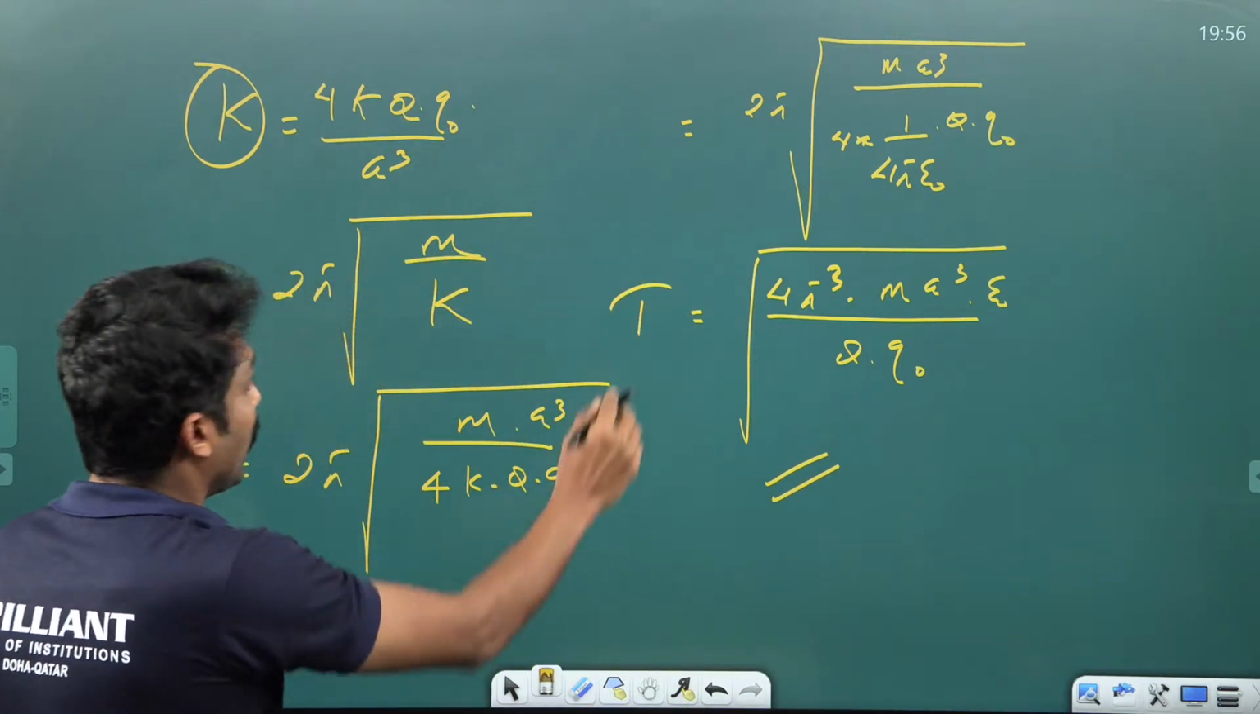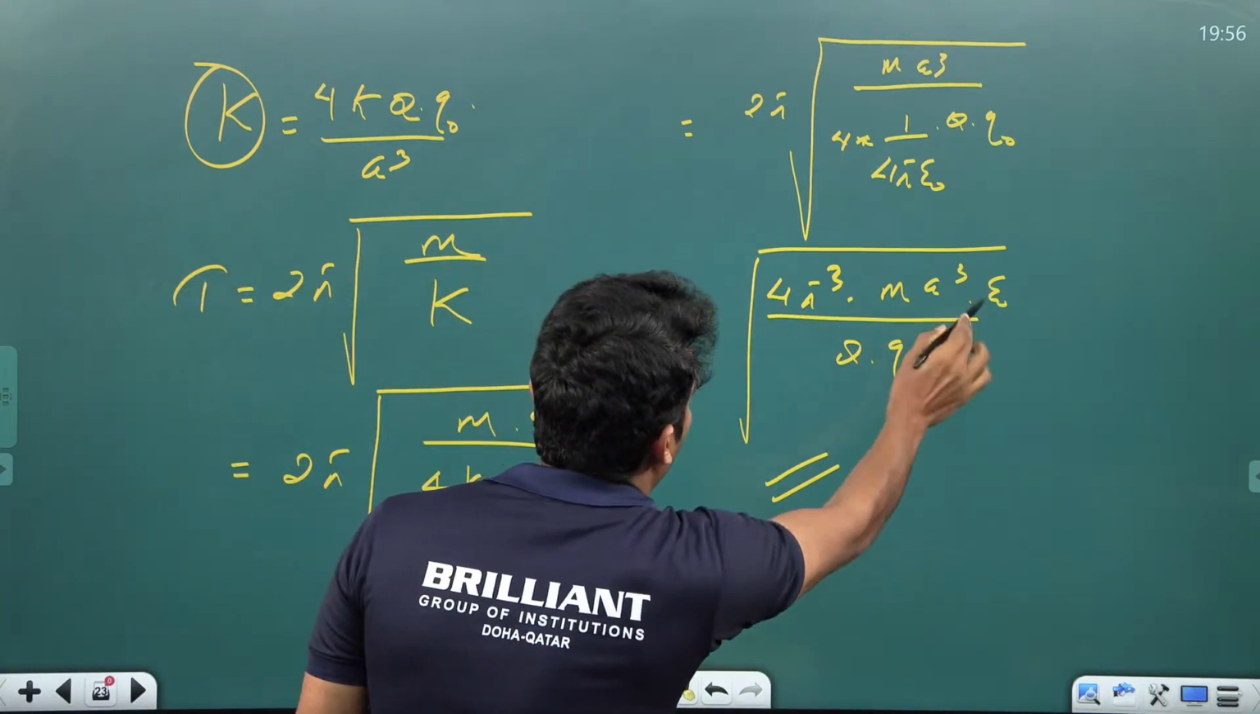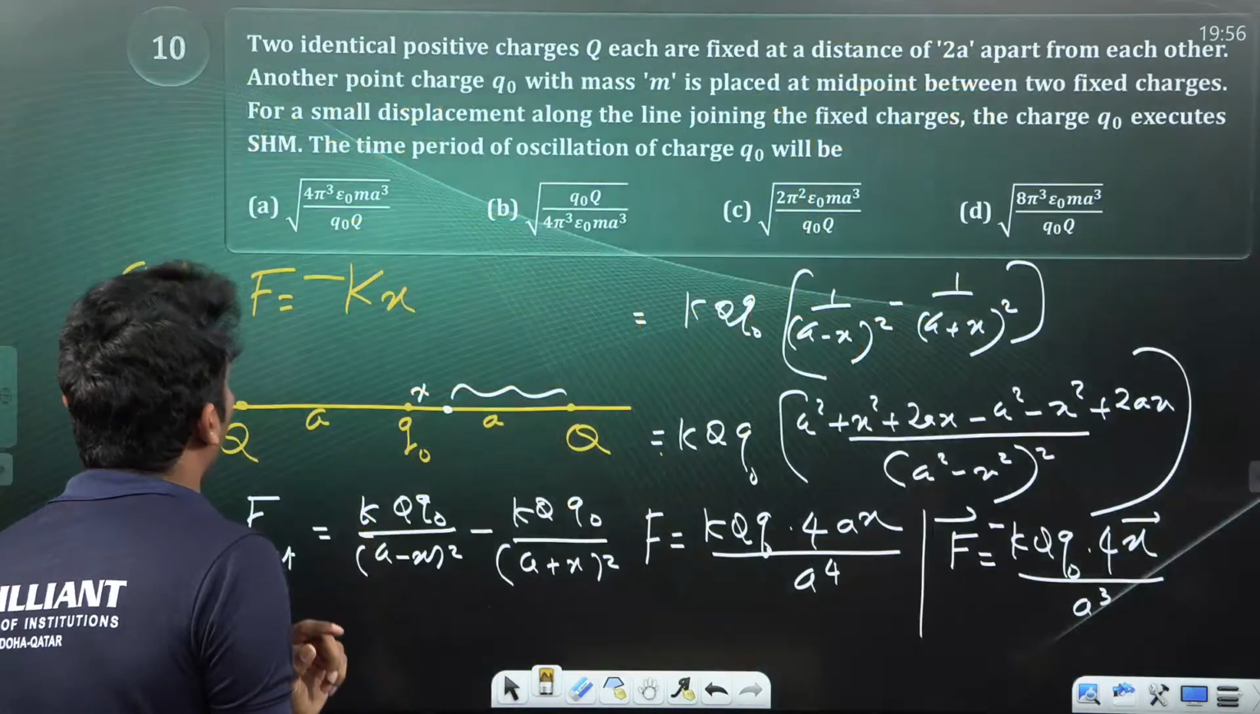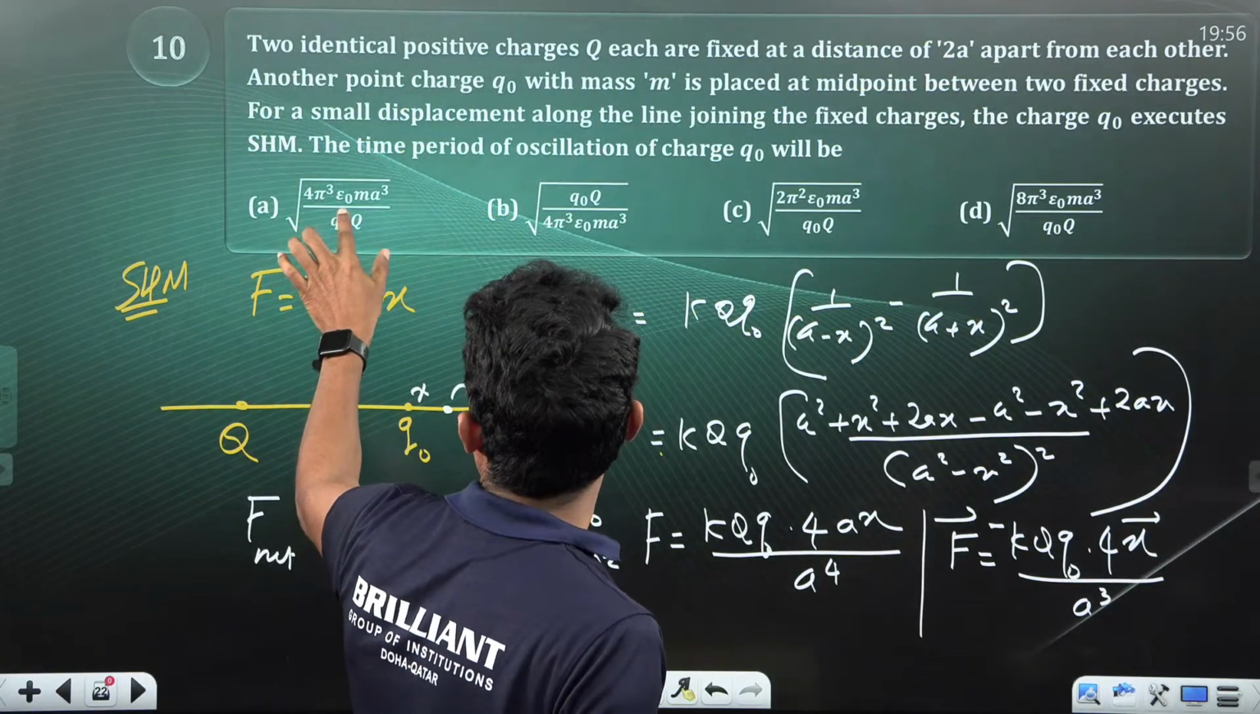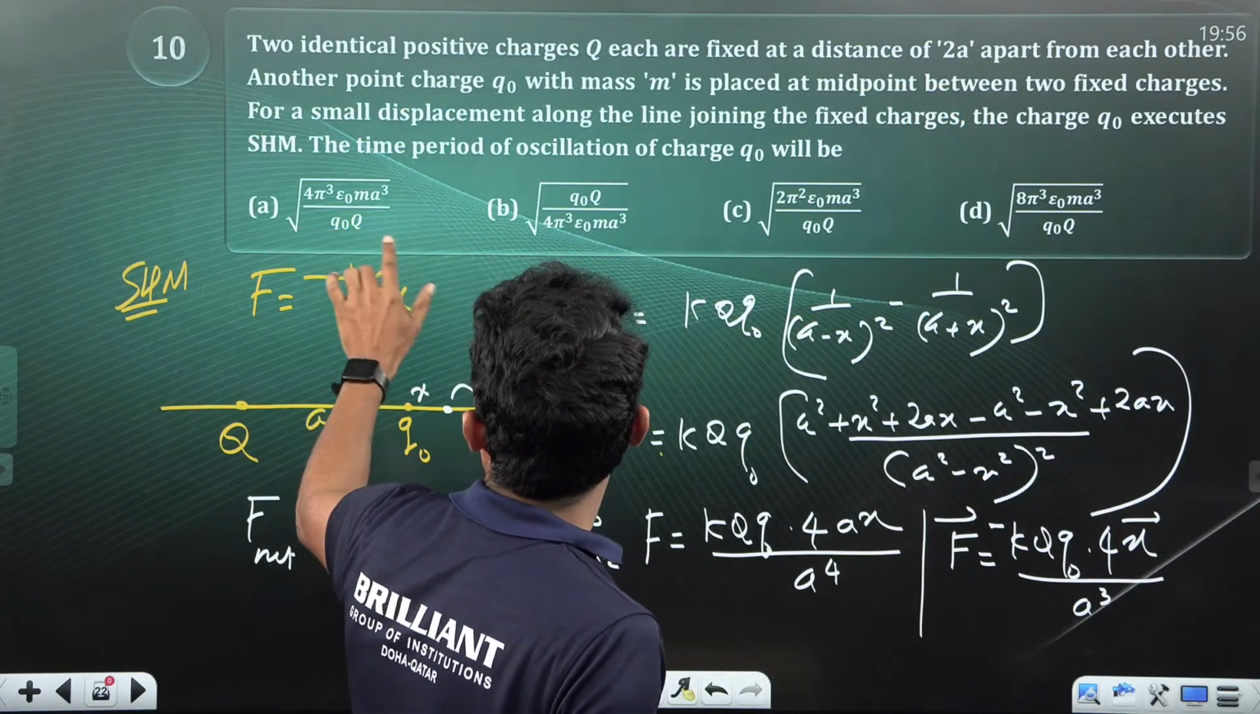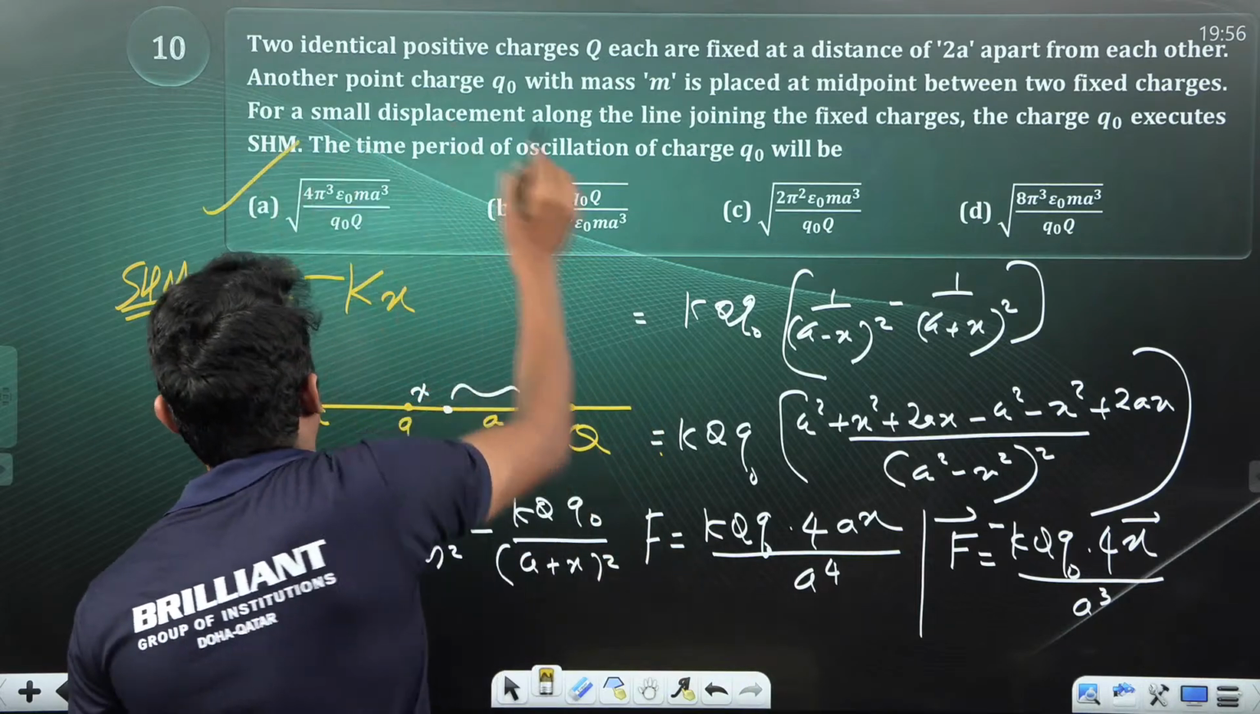You remember this one: 4 pi cube m a cube epsilon 0 divided by q naught. The answer is 4 pi cube epsilon naught m a cube divided by q naught. The answer is option A.